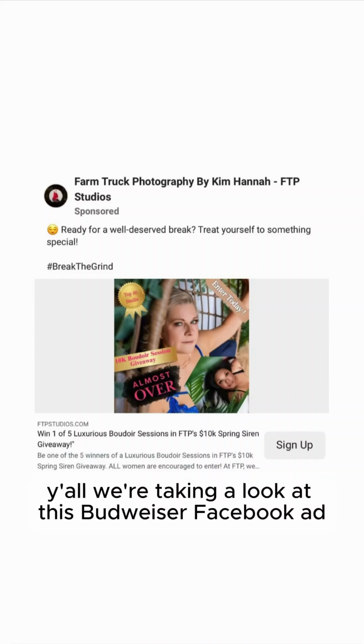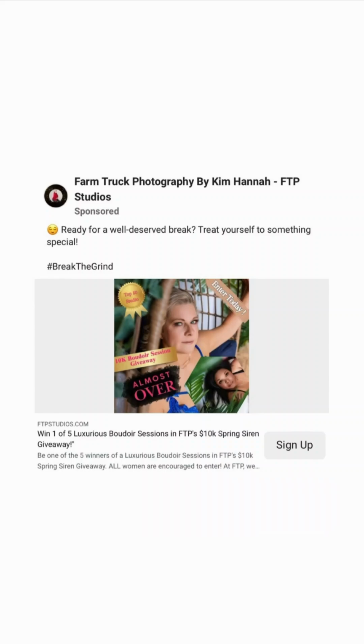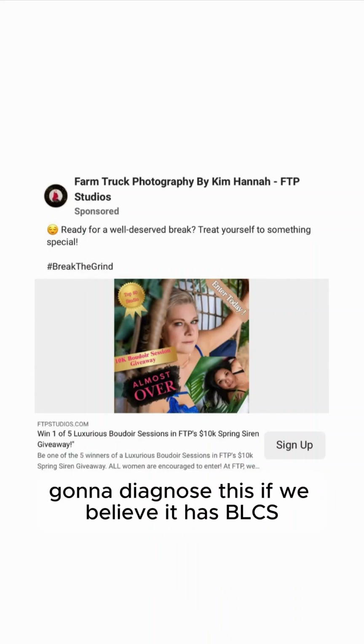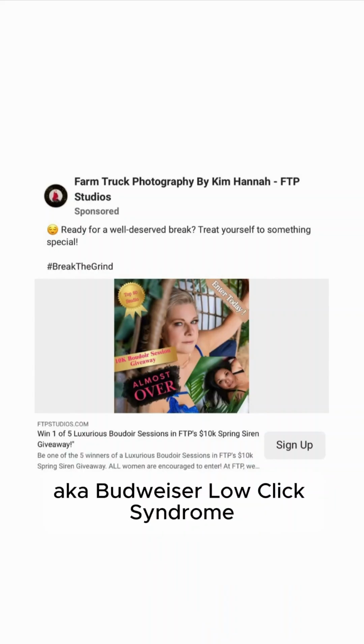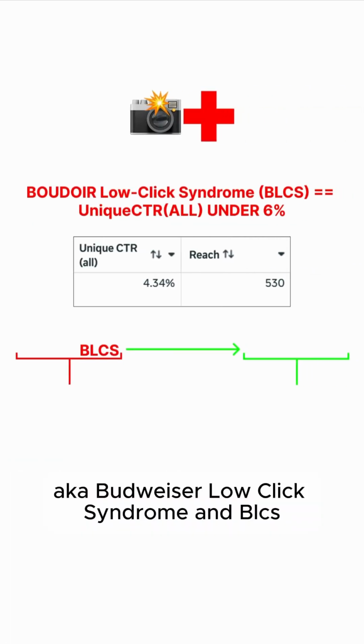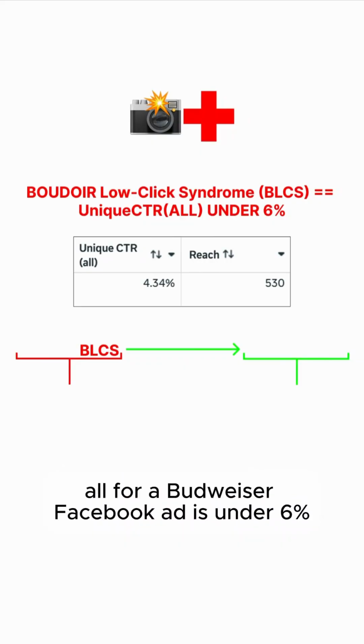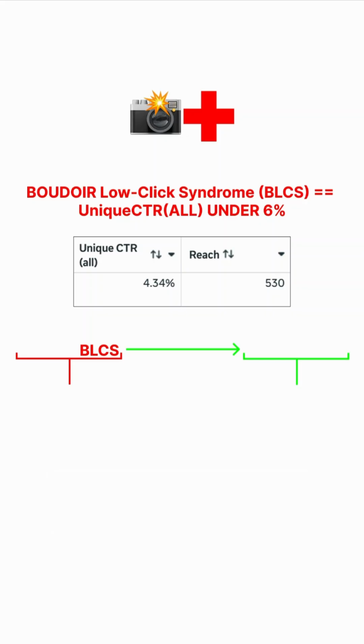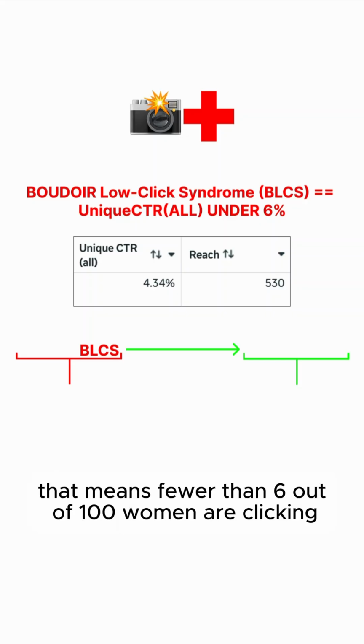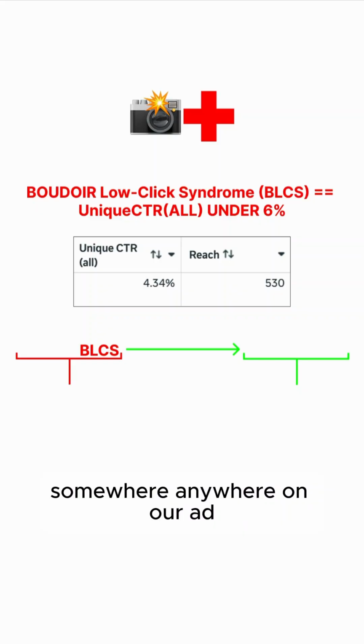All right, y'all, we're taking a look at this Boudoir Facebook ad. Going to diagnose it, see if we believe it has BLCS, aka Boudoir low click syndrome. And BLCS is when the unique CTR all for a Boudoir Facebook ad is under 6%. That means fewer than 6 out of 100 women are clicking somewhere, anywhere on our ad.